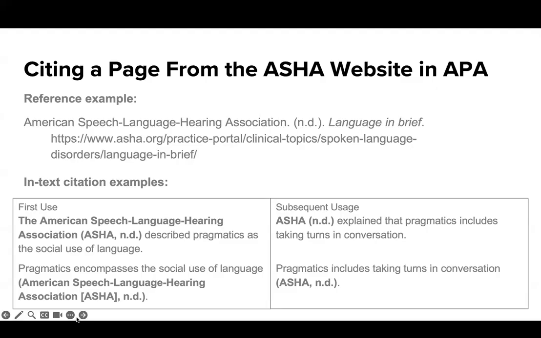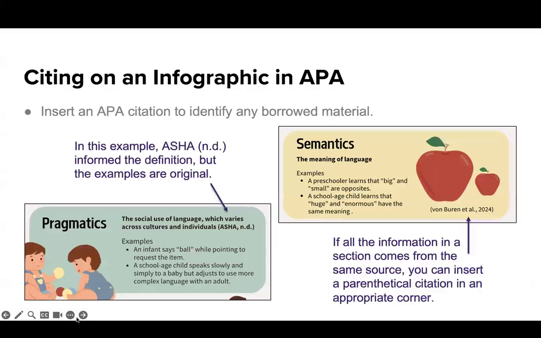If you then do that for subsequent uses, meaning the second, third, and so on, you could just use the name of the group in the acronym form in the rest of the citations. So we've got, again, with the date information, ASHA (n.d.) explained that pragmatics includes taking turns in conversation (ASHA, n.d.). As we mentioned earlier, there are different ways to cite on an infographic, just as there are different ways to cite on a PowerPoint or a slide presentation.